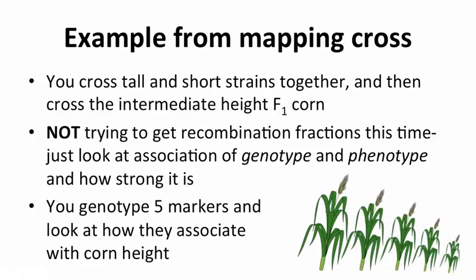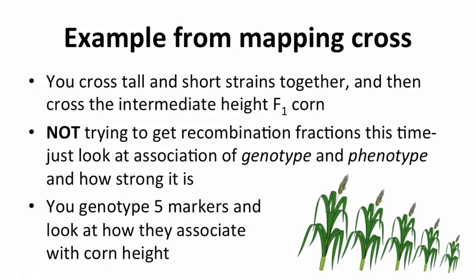We'll stick with the same example of corn that we used last time. This was a cross where we crossed a tall strain to a short strain. The tall strain was 5 feet tall. The short strain was 1 foot tall. We got F1s that were intermediate, 3 feet tall. Then we crossed the F1s to each other and got a lot of variation, where some individuals were 5 foot tall, some were 1, and a lot of them were in the middle. We got that sort of bell curve.